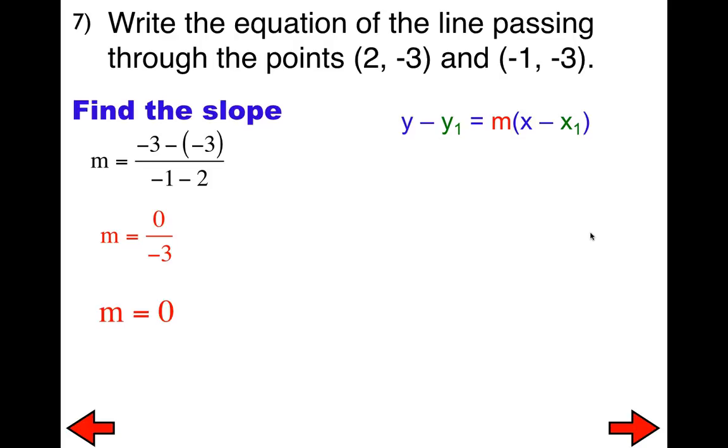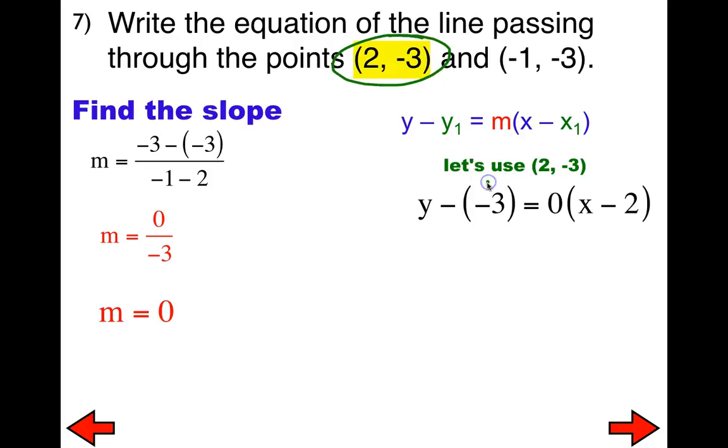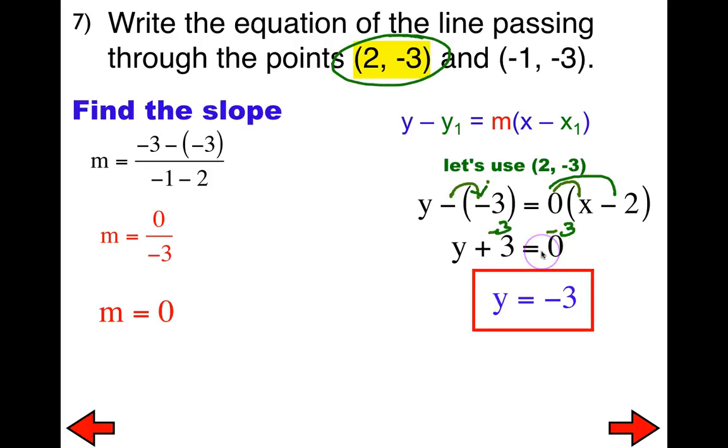point slope form. I'm going to replace x sub 1, y sub 1, and slope. I need to choose between the two. I'm going to pick this one right here and substitute the numbers in. Here I'm going to simplify by distributing, leaving me with y plus 3 equals 0. I just need to get rid of that 3 by subtracting 3 from both sides. So y equals negative 3.